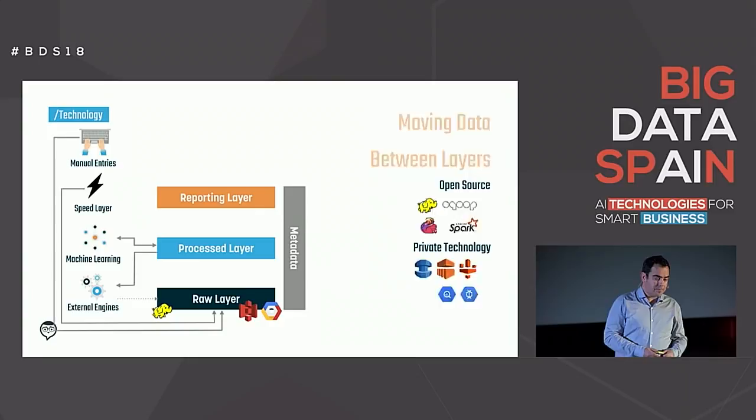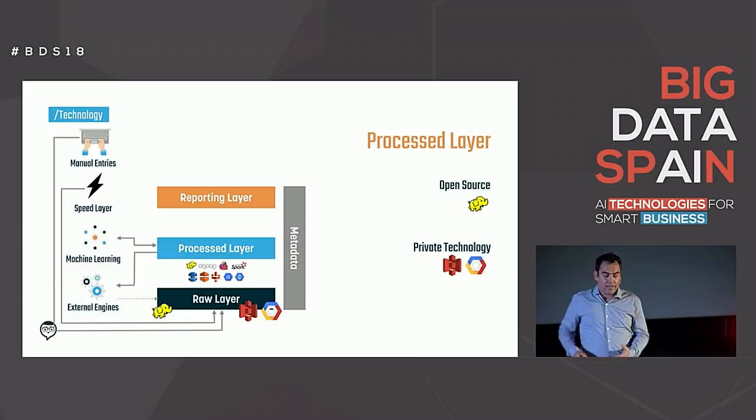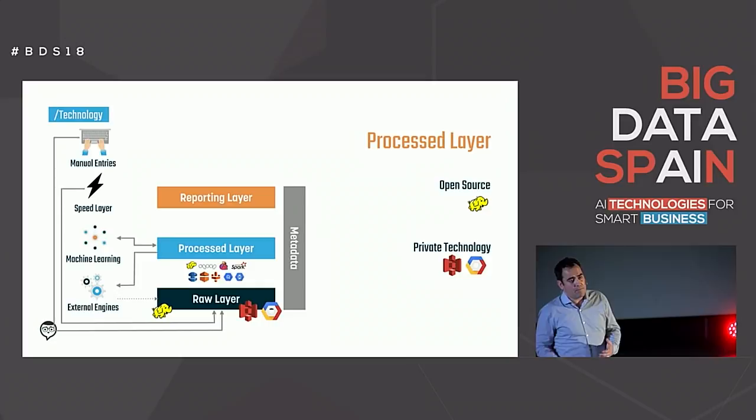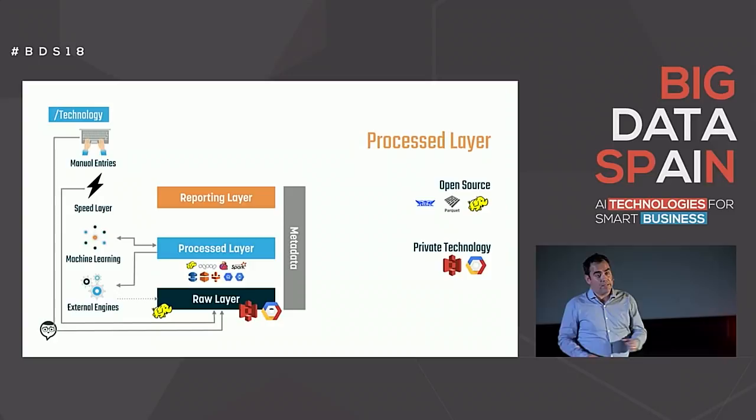Now, the process layer in the end is the same as the raw layer. So we will have, again, HDFS. And we will have, again, S3 and Google Cloud. The thing is that maybe you want to have the data, if you go to HDFS, in a different way, maybe in a column-oriented way or a row-oriented way. In those cases, you have Avro and Parquet, which are great options for modeling data in different ways.